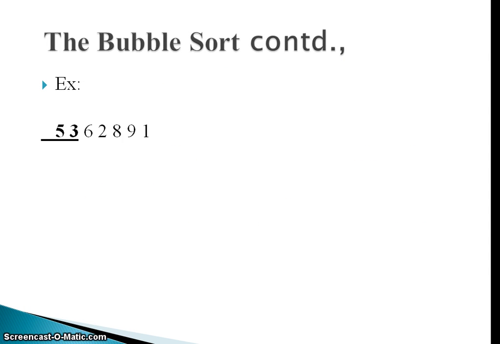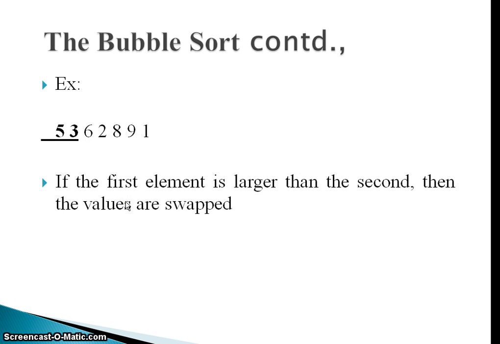Example, in this list of 7 integers, the first integer 5 is larger than the 3. Since we are sorting in ascending order, we need to swap these two elements. So after swapping, it is 3, 5, 6, 2, 8, 9, 1.